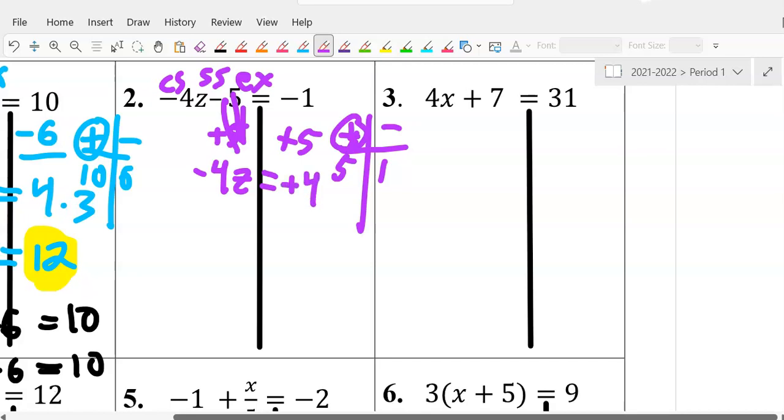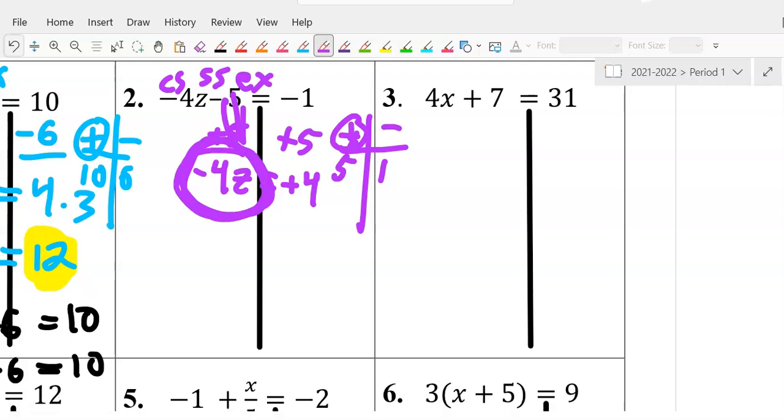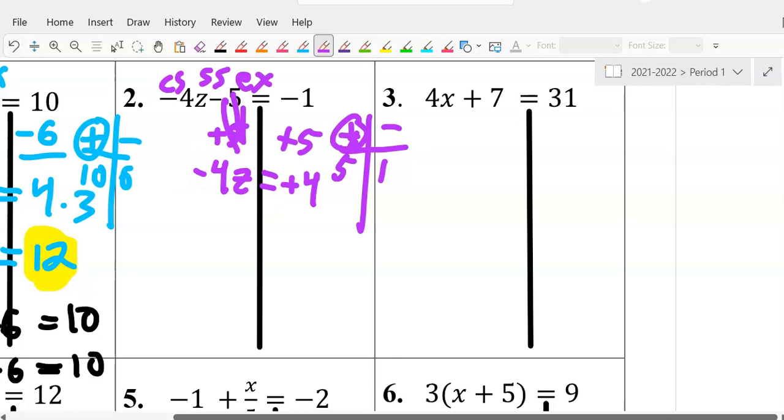Okay, next. What's being done to the Z? Is it being added, subtracted, multiplied, or divided? Multiplied. It's being multiplied, so therefore we need to divide. What's the opposite of multiply? Divide. Good. So we divide by -4.